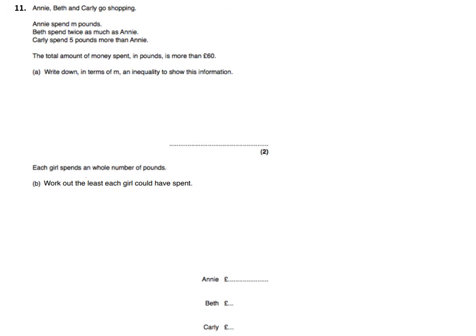In question 11, Annie, Beth and Carly go shopping. Annie spends £M. Beth spends twice as much as Annie, we can write that as 2M. Carly spends £5 more than Annie, I can write that as M plus 5. The total amount of money spent is more than £60 and we want an inequality to show this.